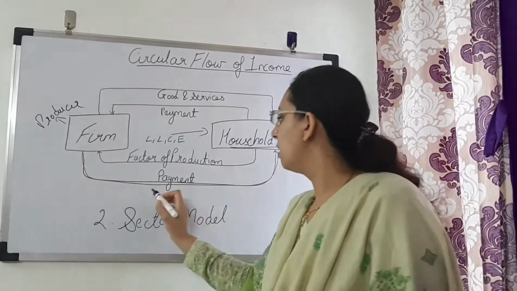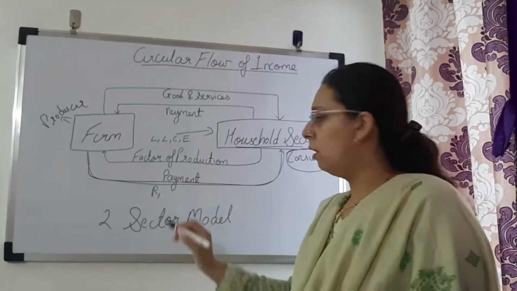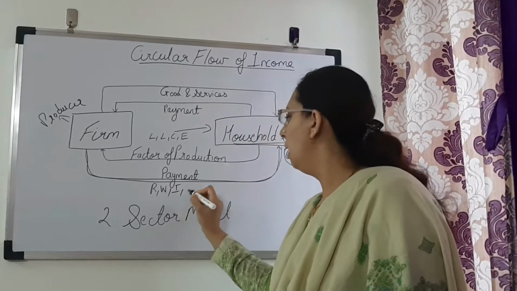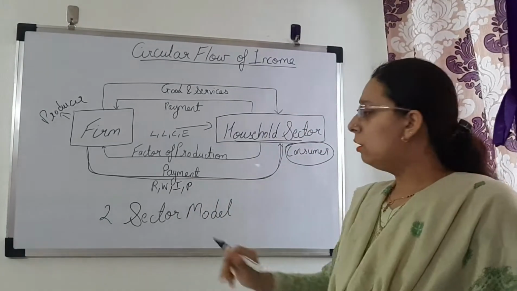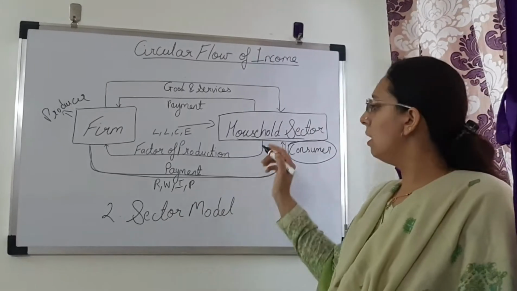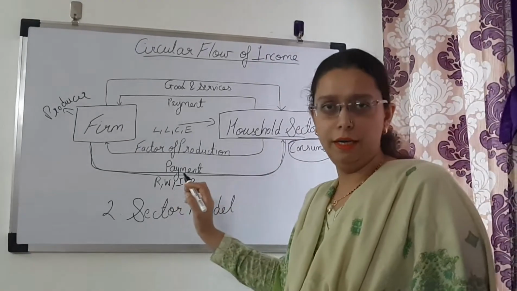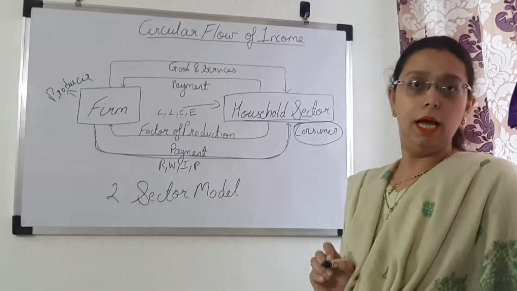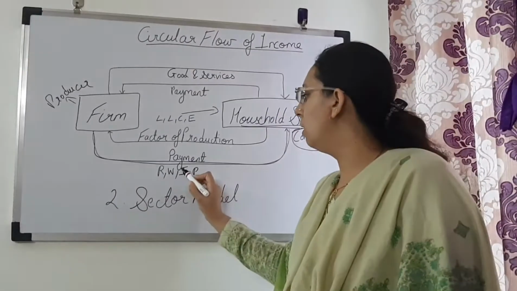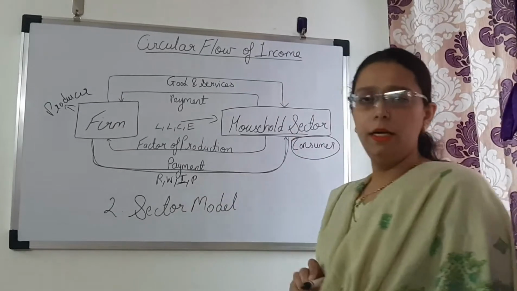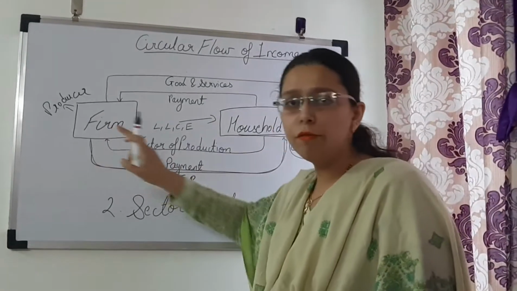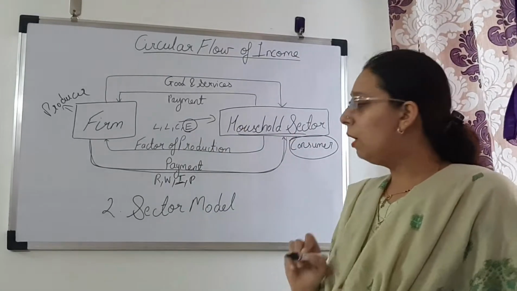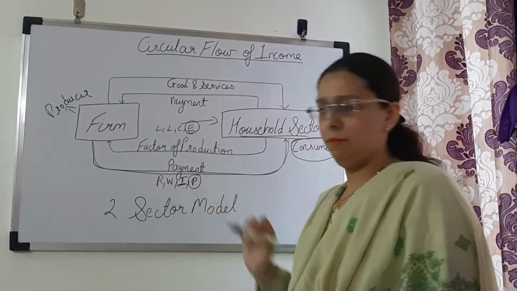That is rent, wages, interest and profit. Now rent. If they are using a land, they pay a rent. Wages is paid to the laborers. And for capital, they have to give interest. And the firm, the owner of the firm is the entrepreneur who earn profit.